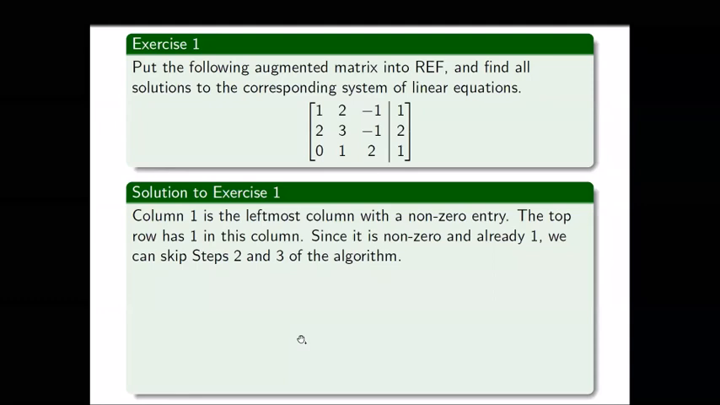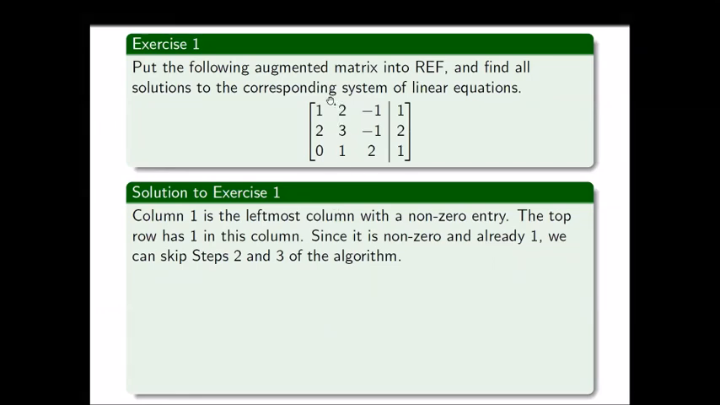Okay, so we first look for the leftmost column with a non-zero entry, and that's column 1, because column 1 has at least 1 and 2, and they are non-zero. Now the top row in this column already has 1, so we can skip steps 2 and 3 because it's non-zero and it is already 1, so we don't need to turn it into 1.